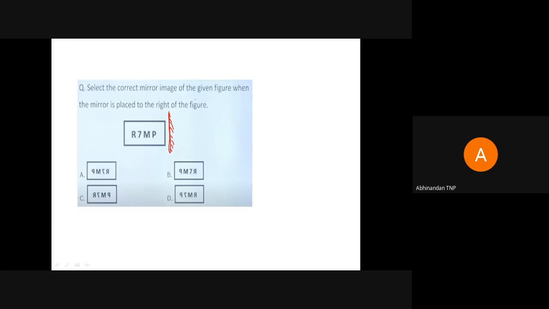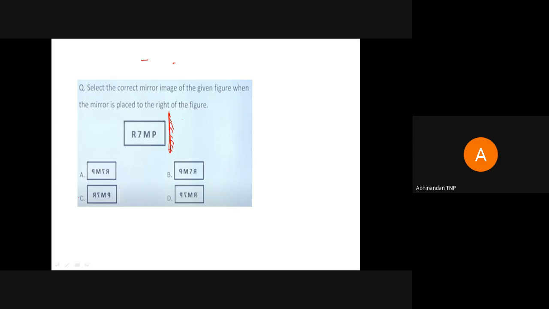So when the mirror is placed to the right, what kind of image do you get? Whenever you have numbers or alphabets, you have to draw the mirror image of that alphabet or number. So whatever we have at the right side goes to the left side, and whatever we have at the left side goes to the right side. This is the analysis in the mirror image. So you can draw the mirror image of this.